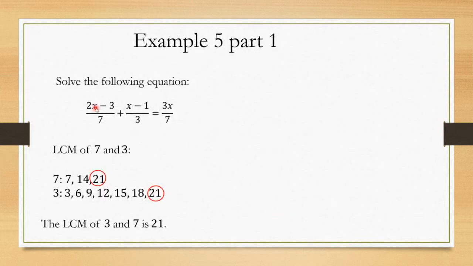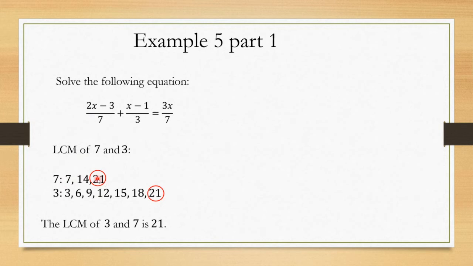So for this one, we have this here. Now, we have denominators 7, 3, and 7. So here, we're going to get the least common multiple of just 7 and 3. So let's do it. Again, we're going to have to start listing. So we have 7, 14, 21. You could keep going, but we know 21 is a multiple of 7.